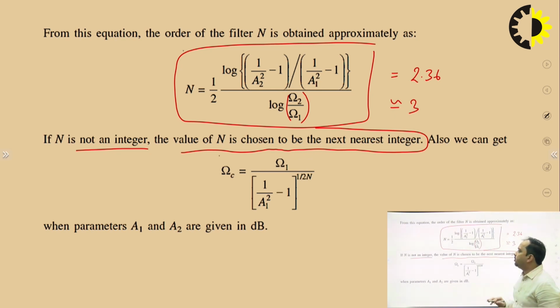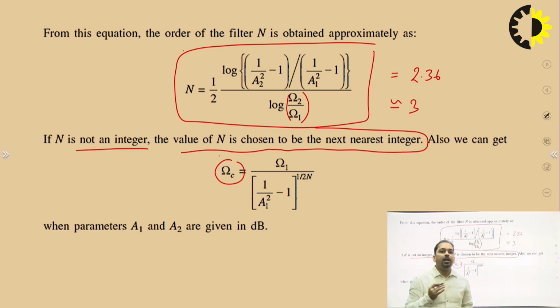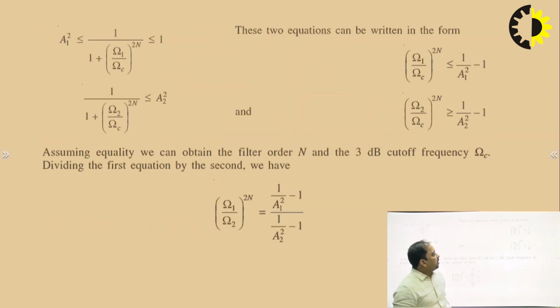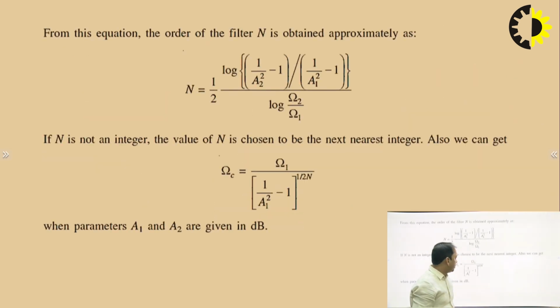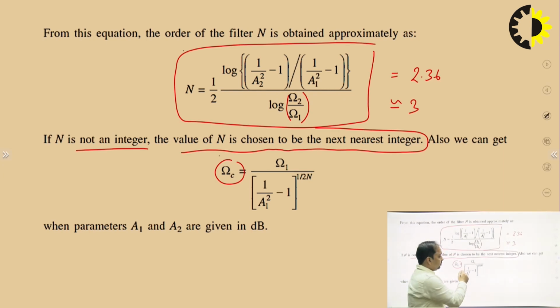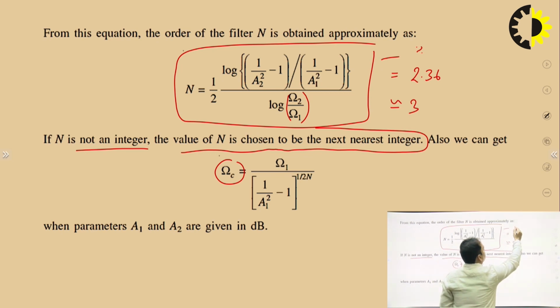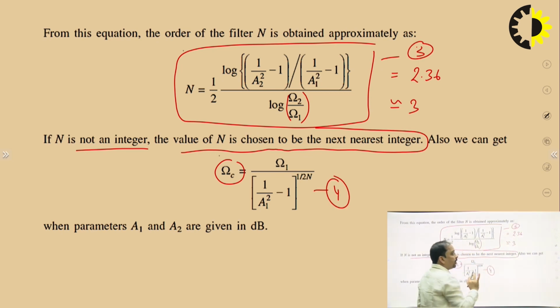Once the Butterworth order is calculated, the next important parameter is called the cutoff frequency. The cutoff frequency decides where the gain reduces to 3 dB. In our last equation, if we solve equation number 1 by assuming equality, we have ohmc equals ohm1 divided by (1 by A1 square minus 1) whole raised to power 1 by 2n. So these two equations are quite important. Let's mark this as equation number 3, and this as equation number 4. Both equation numbers 3 and 4 give us the parameters which are crucial for designing a Butterworth low pass filter, where n is called the order of the filter and ohmc is called the cutoff frequency of the low pass filter.